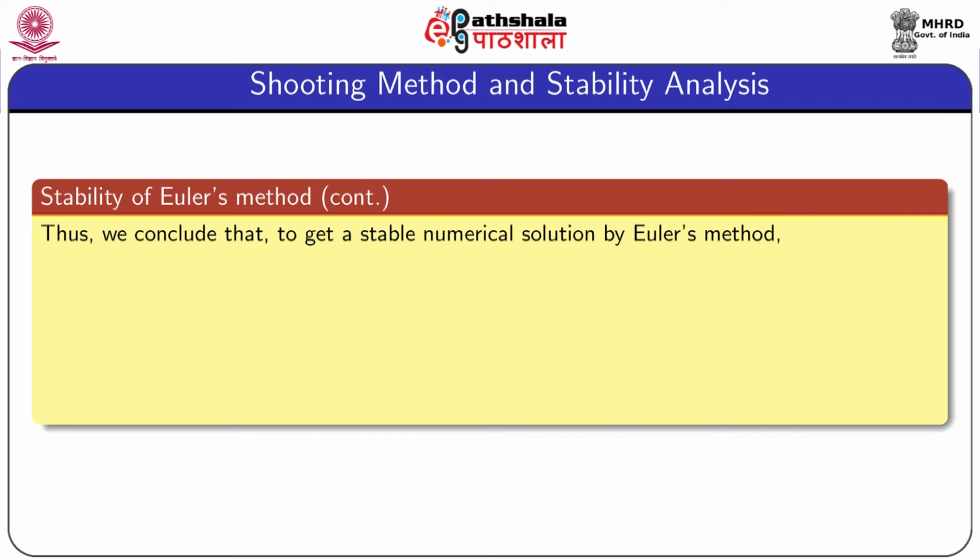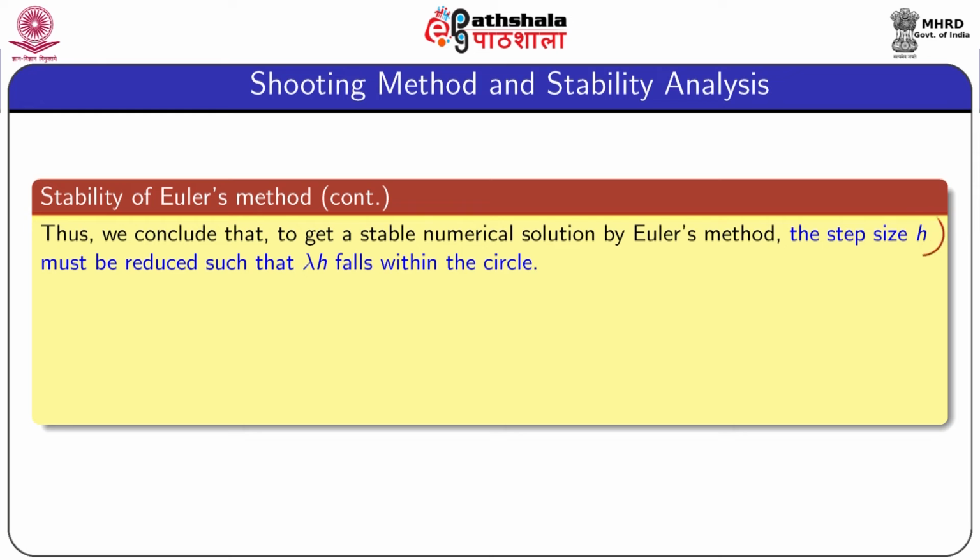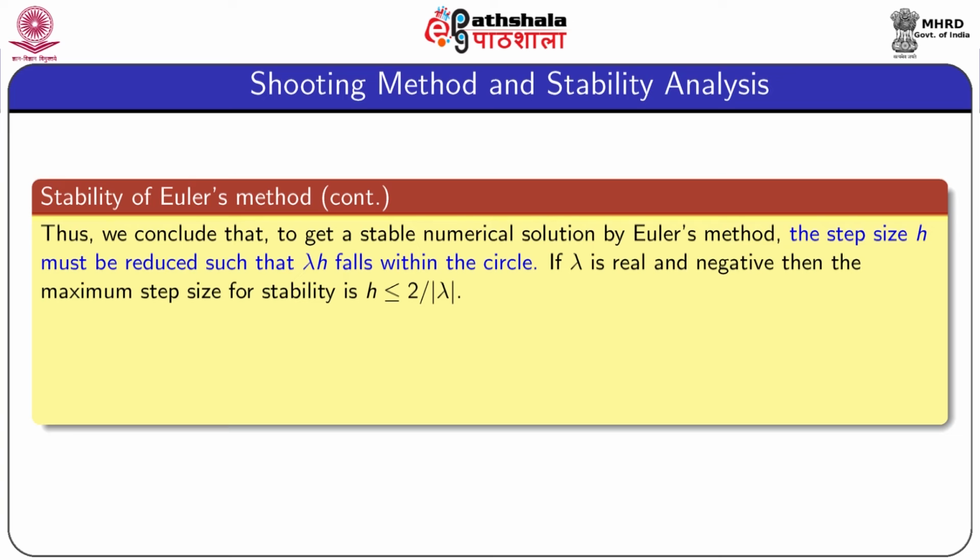Now, we conclude that to get a stable numerical solution by Euler's method, the step size h must be reduced such that lambda h falls within the unit circle. So, this is the main objective of the stability analysis of any method. That means the stability analysis actually determines the maximum value of the step size h. Now, if lambda is real and negative, then the maximum step size for stability is 2 by the absolute value of lambda. That means h is less than or equal to 2 by the absolute value of lambda.